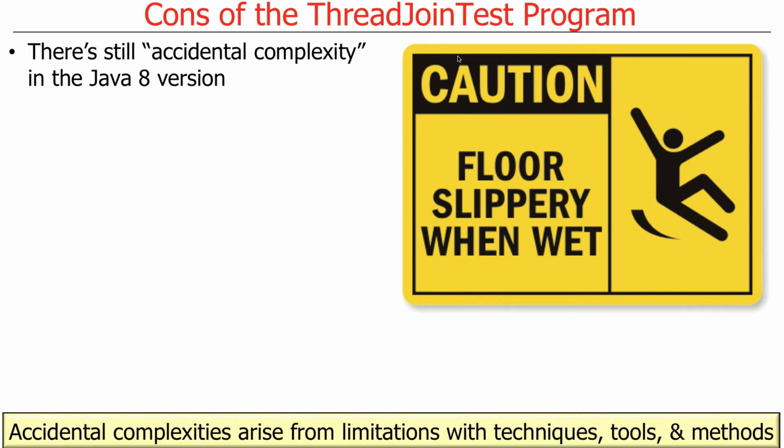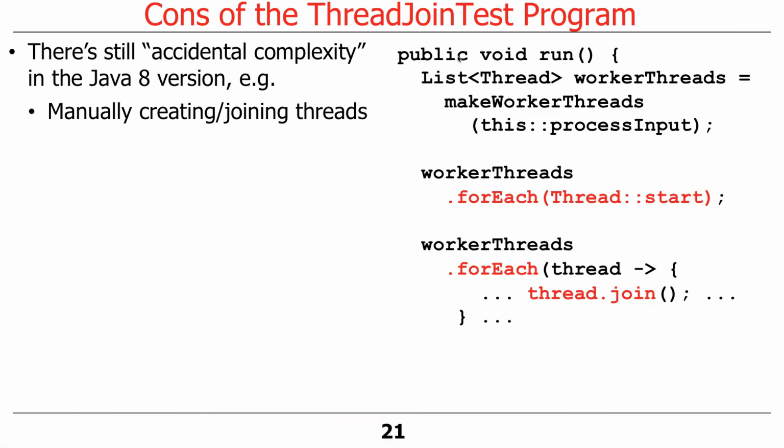So there are still problems with the Java 8 version. In particular, there are so-called accidental complexities. Accidental complexities are complexities that arise from limitations with the tools and the techniques and methods that we use to program. In other words, we don't have to do it this way. It's just limitations with the tools we're using or the languages. So there are still some problems with the features that we used in the Java 8 version.